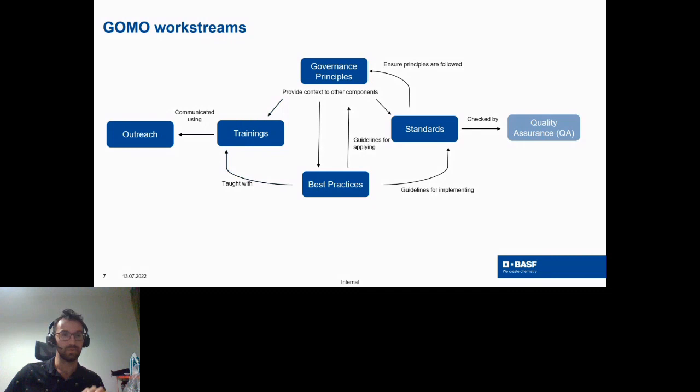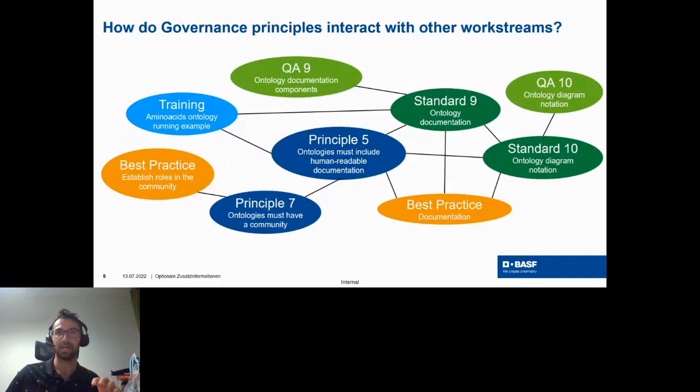Let's see now how these governance principles interact with other work streams. At the center, we can see principle 5, which states that ontologies must include human readable documentation. This principle is linked at a high level, because principles are meant to be built at a high level, with principle 7, which implies that ontologies must have a community.